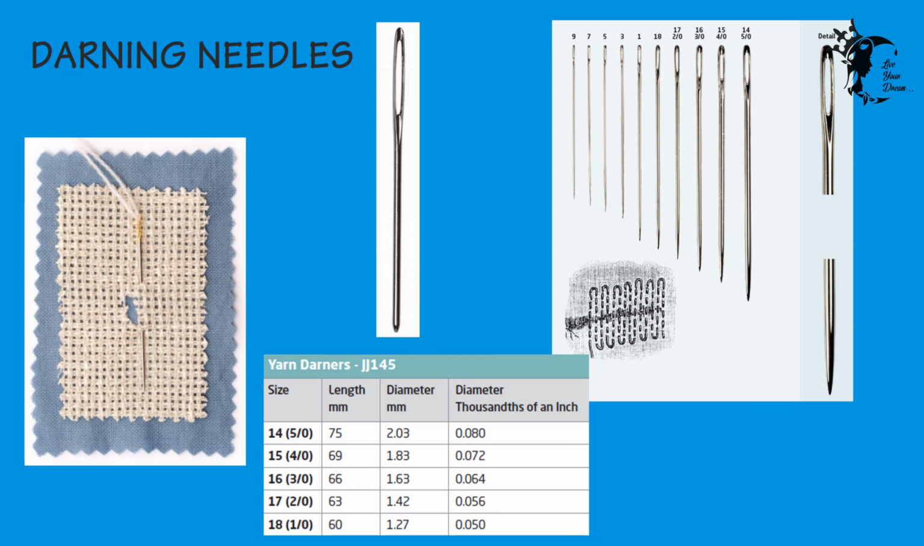Darners or darning needles are large in diameter with an elongated large eye, usually with a semi-blunt point. The long eye and their length allow us to draw our thread over large gaps in the fabric. They are designed to sew knitted pieces together as well as for mending socks. Sizes 14 to 18 are commonly known as yarn or wool darners.